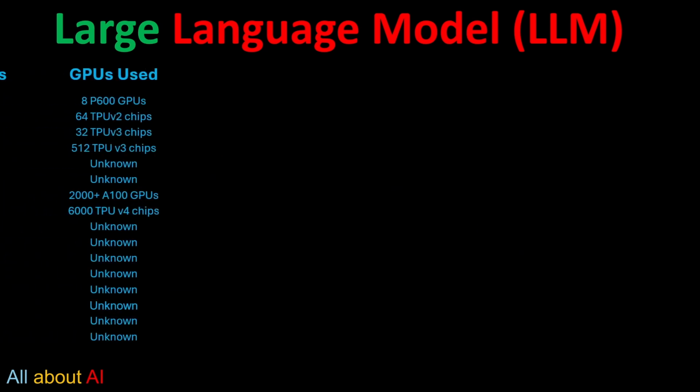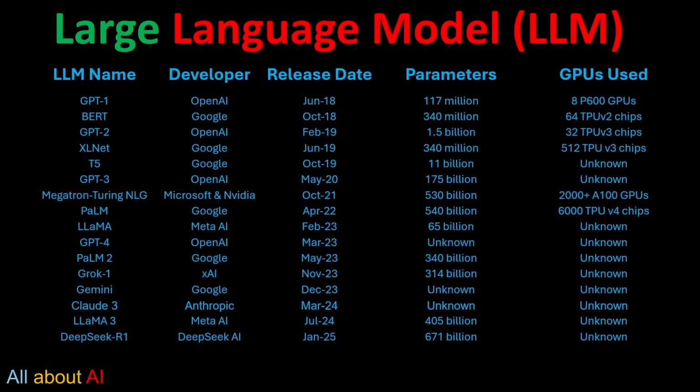Other important things are parameters and the GPU. If you can see here, these models are trained with billions of parameters, with some already hitting almost the trillion mark. And I'm sure in a few years, most of the models will be in trillions or even more.